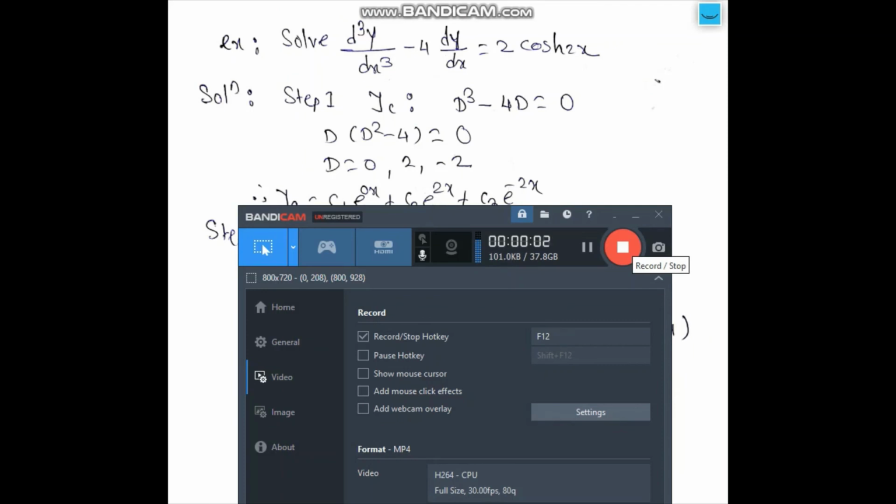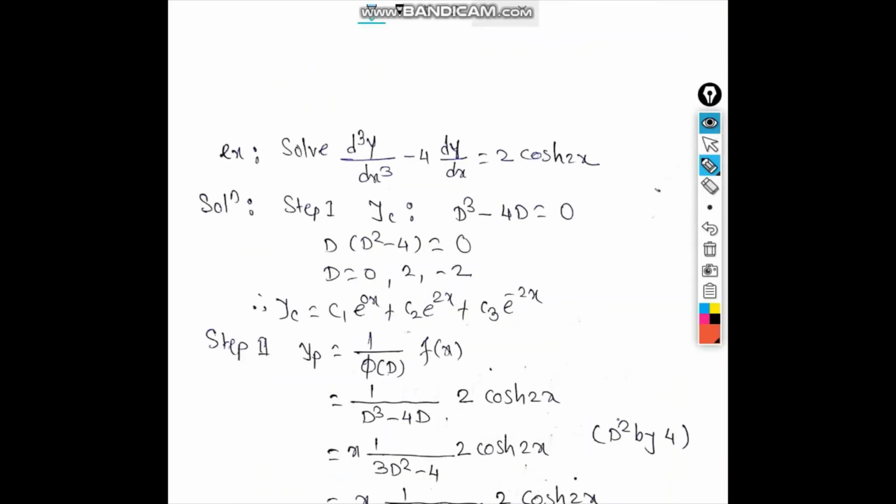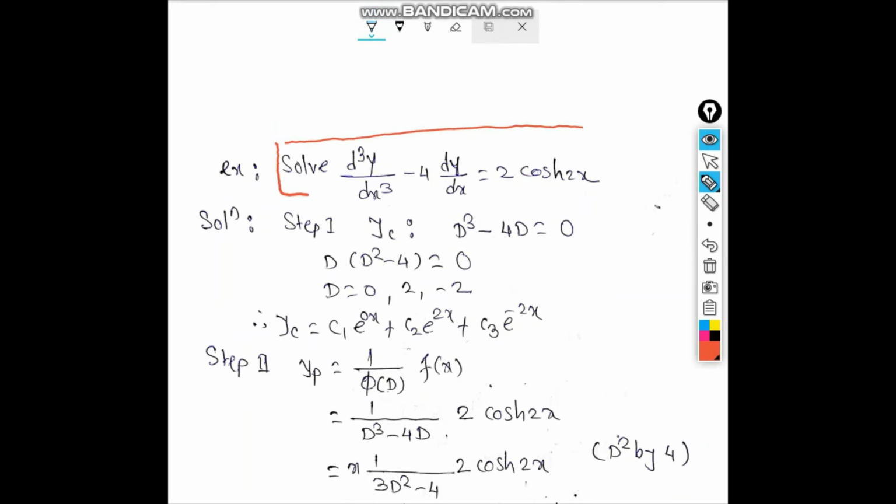Welcome to the fifth session. So today we are going to see hyperbolic function. Let me see the example. The example is given as: solve d cube y by dx cube minus 4 dy by dx equal to 2 times cos hyperbolic 2x.